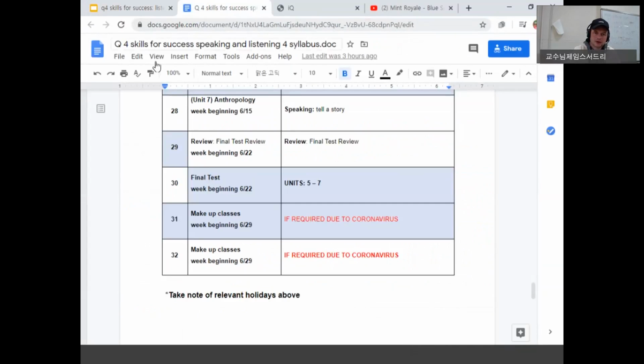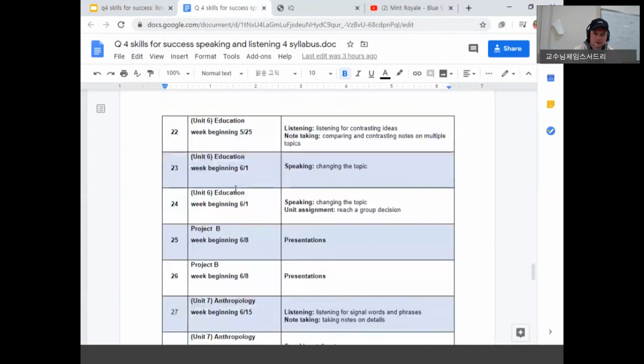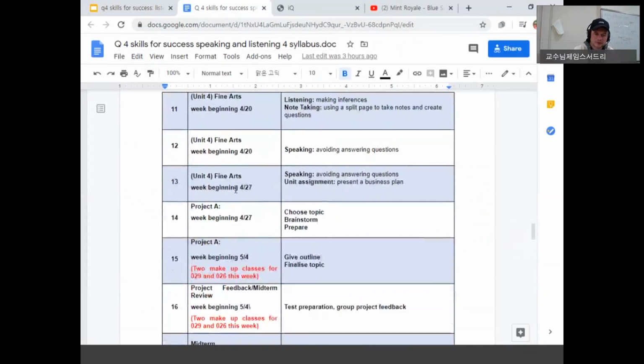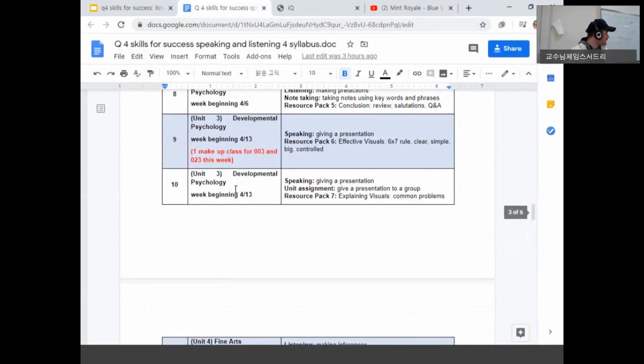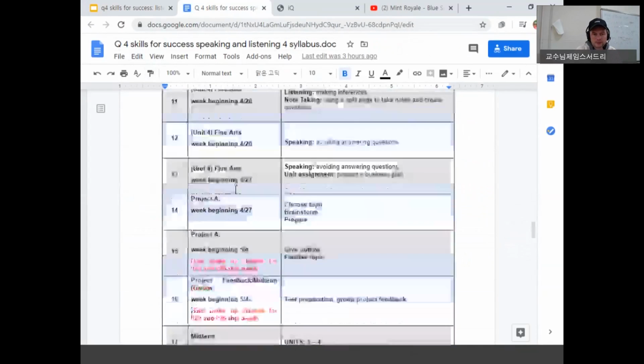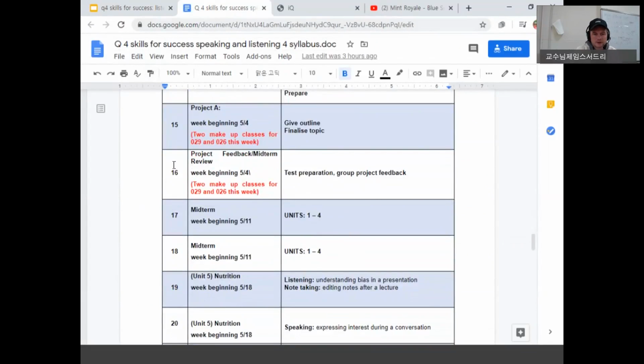Here's the syllabus for Q4 level, basically EAS 1A. Some really important points for EAS 1A: first of all, I'm also going to do another makeup class for you guys in EAS 1A classes 029 and 026. That will be a video about midterm review, so watch out for that.